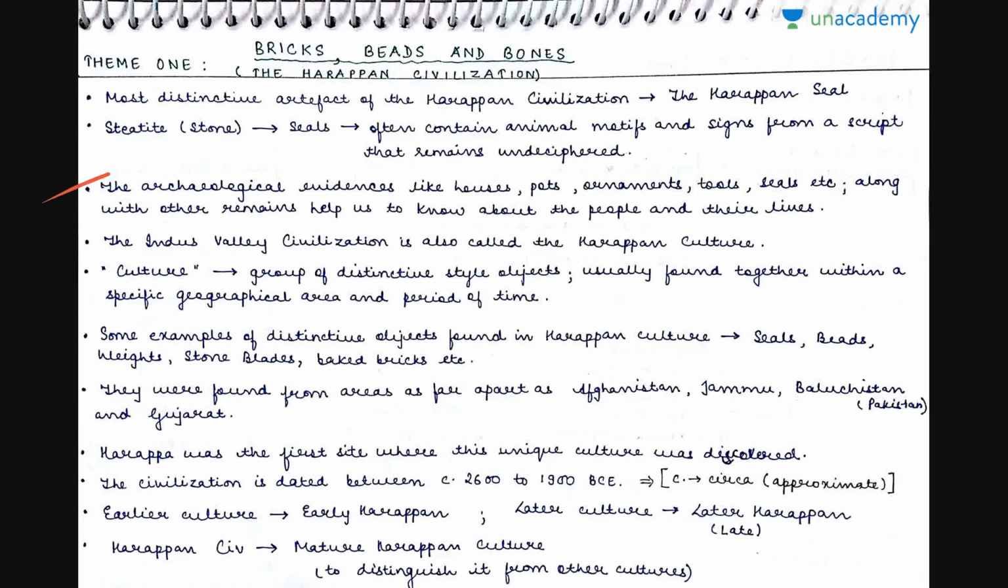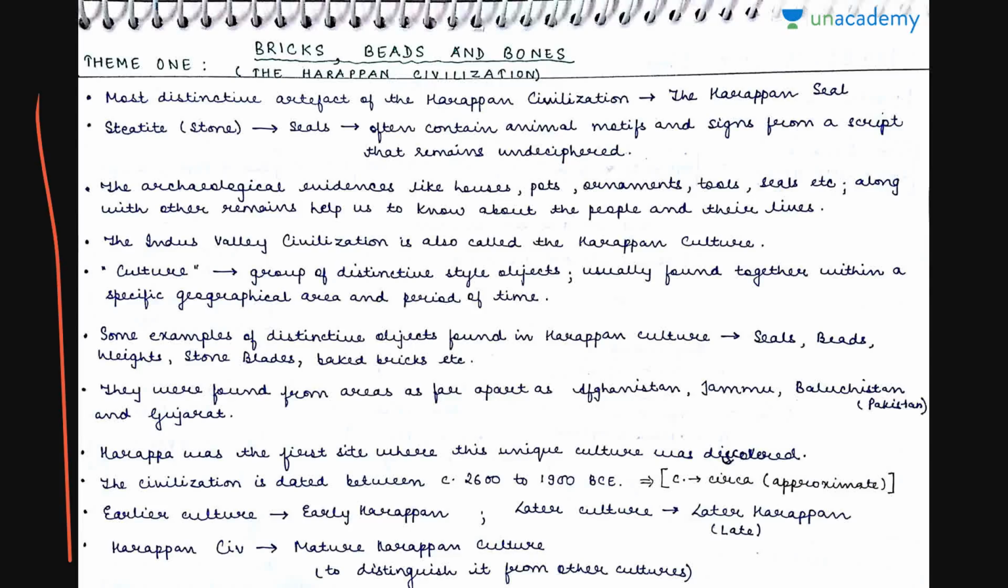Then the archaeological evidences like houses, pots, ornaments, tools, seals, etc., along with other remains, these archaeological evidences, or these artifacts you can say, help us to know about the people and their lives. These are some of the important points given in the introduction or the first paragraph of the chapter. There need not be any linkage, they are just the important points, so objective questions might come from here.